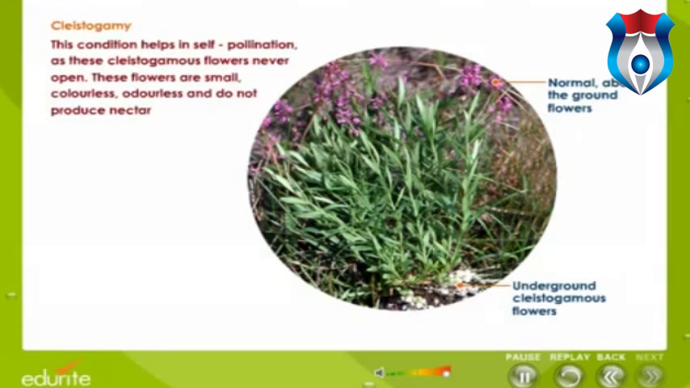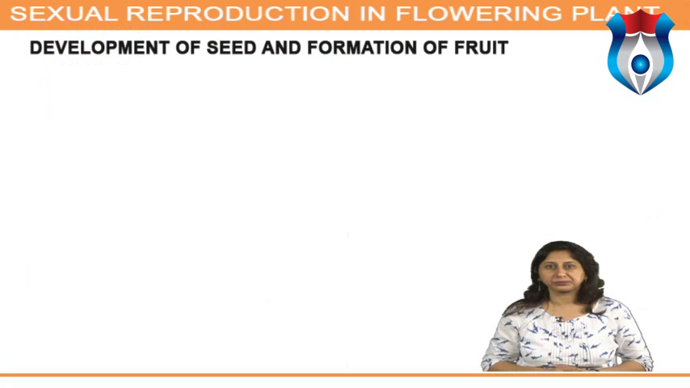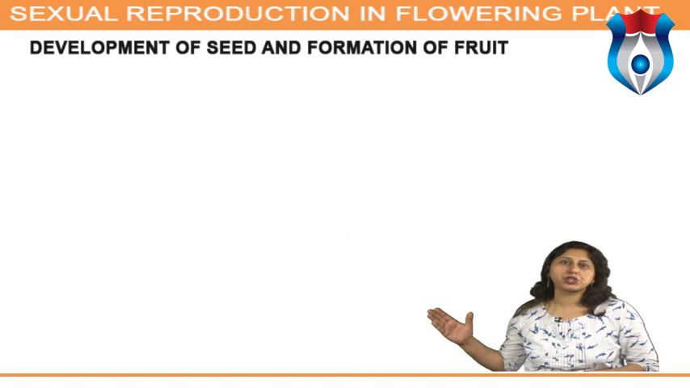Cleistogamy. This condition helps in self-pollination, as these cleistogamous flowers never open. These flowers are small, colorless, odorless, and do not produce nectar. The video here will show seed development in plants.